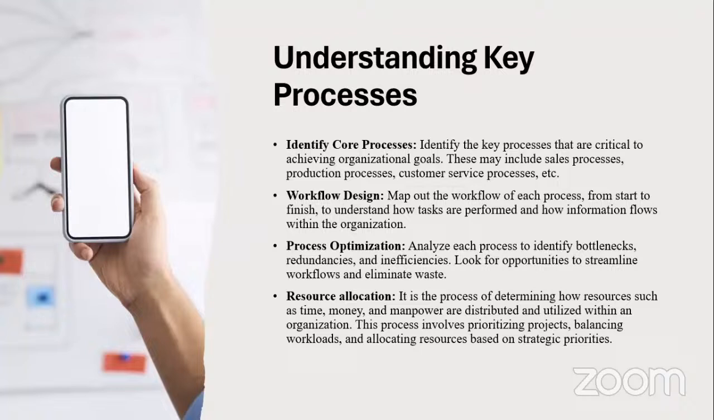Then you have the process optimization, analyzing each process to identify bottlenecks, redundancies, and inefficiencies. Look for opportunities to streamline workflows and eliminate waste. Resource allocation is the process of determining how resources such as time, money, and manpower are distributed and utilized within an organization. This process involves prioritizing projects, balancing workloads, and allocating resources based on strategic priorities.